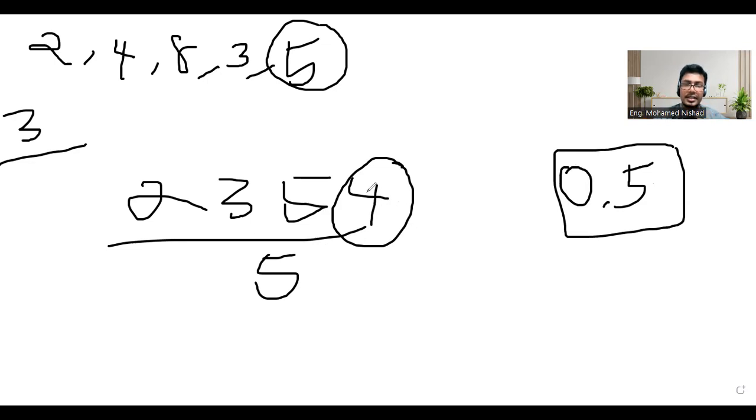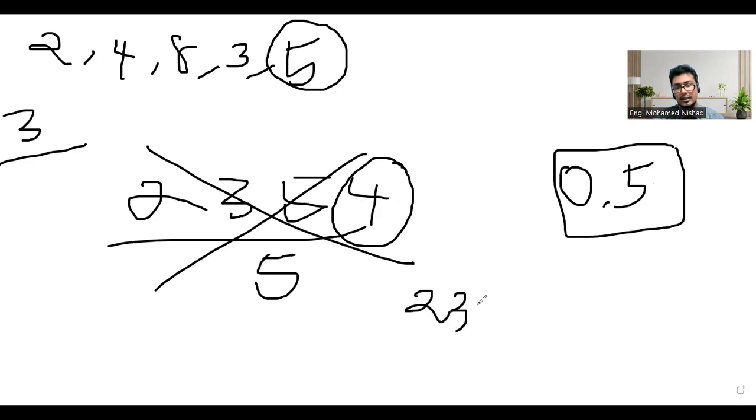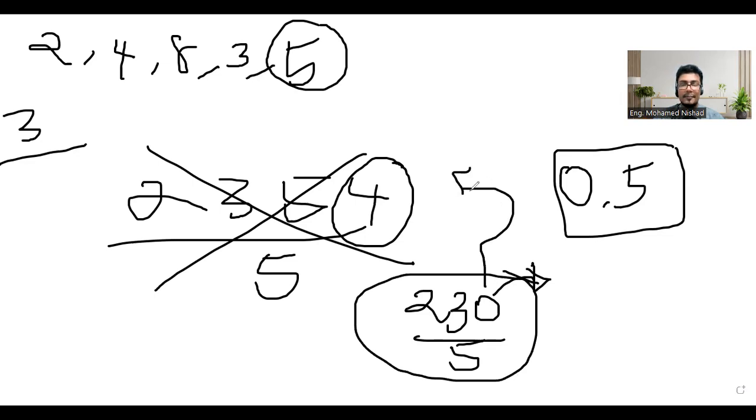This one, 4, is it divisible by 5 or not? No, it's not divisible. Therefore, the entire number will not be divisible by 5. Right? So whether this one, 230, can you say that? This one is ending with 0. That means it will be divisible by 5. Therefore, the entire number will be divisible by 5. That is how we check it.